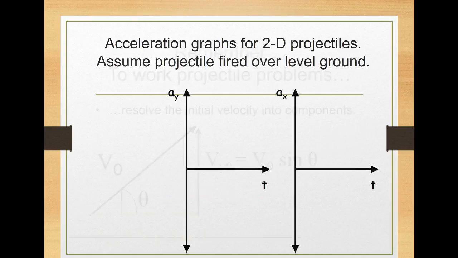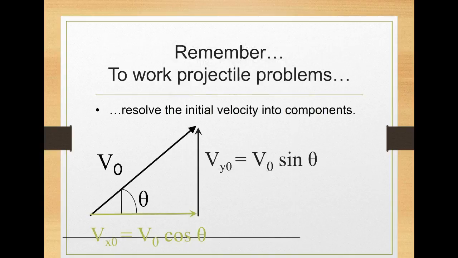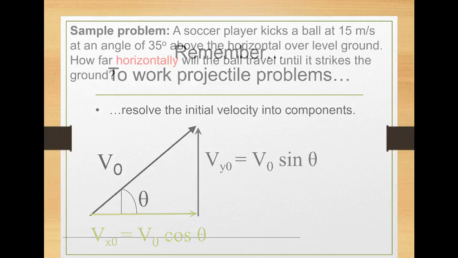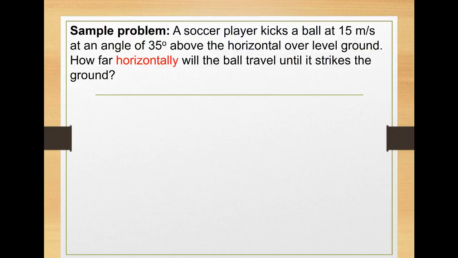So, one thing to remember when we're doing projectile problems is that you want to resolve the initial velocity into components. So again, if you have theta and v initial, you can have vx initial is v initial cosine theta, and vy initial is v initial sine theta. So let's see how to solve an example problem. A soccer player kicks a ball at 15 meters per second at an angle of 35 degrees above the horizontal. It's over level ground. How far horizontally will the ball travel until it strikes the ground?